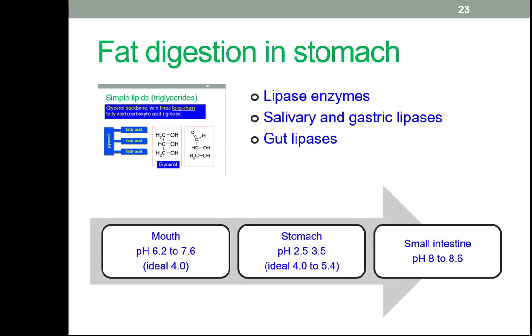Okay, moving on to fat digestion. We're talking about simple lipids here, and refer to the macronutrients lecture for discussion of the structure of simple lipids, if you need a reminder. Lipid digestion starts in the mouth with the salivary lipases and continues in the stomach and small intestine. However, it's quite inefficient in the mouth, as the pH is far from the optimum pH required for the salivary lipase. Gastric lipase works over a broad pH range, 2 to 7, and is quite effective at stomach pH ranges, but the digestion continues in the small intestine later.